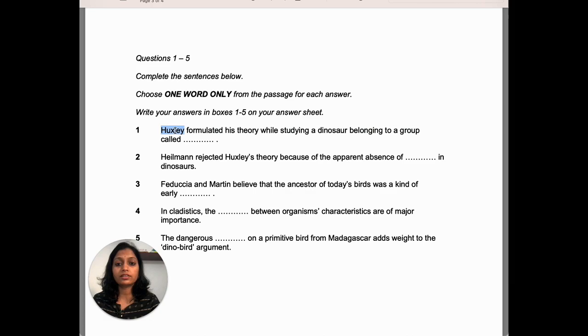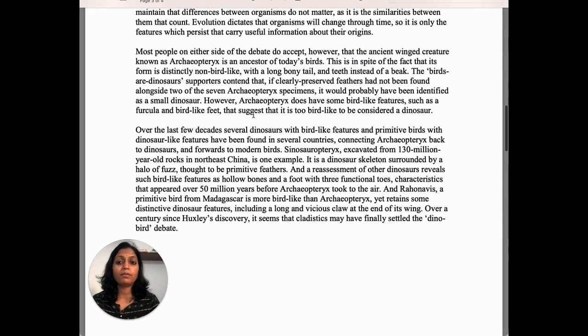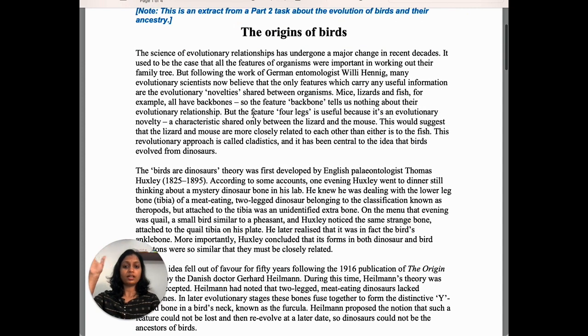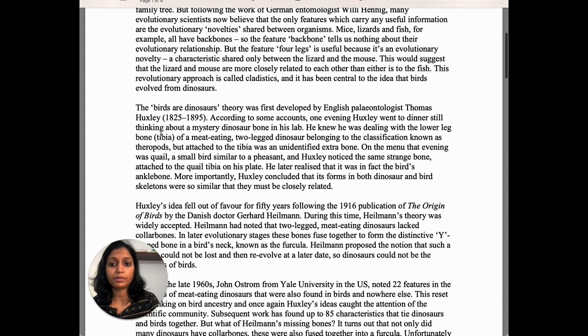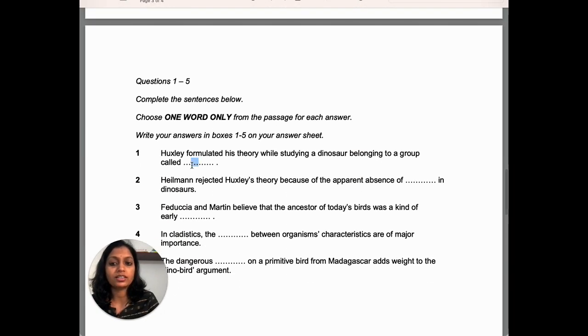Now, theory, Huxley, dinosaur, group, these are my keywords. So obviously the answers are going to be there in the beginning of the passage. So here is where the word Huxley starts. So I'm going to just read these sentences carefully until I get my answer. According to some accounts, one evening Huxley went to dinner thinking about a mystery dinosaur bone in his lab. He knew he was dealing with the lower leg of the bone of a meat eating two legged dinosaur belonging to a classification group known as theropods. So that's my answer. Theropods is the answer here.